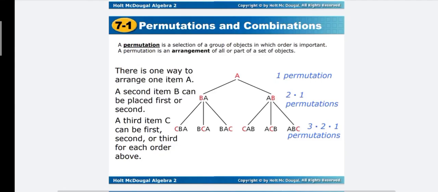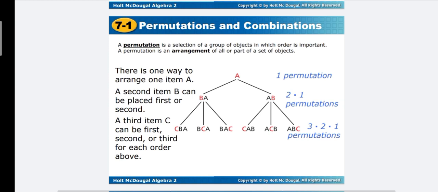Okay, we proceed with permutation. A permutation is a selection of a group of objects in which order is important, or it is an arrangement of all or part of a set of subjects or objects. Okay, arrangement. So permutation is very important arrangement. The keywords are arrangement or order.